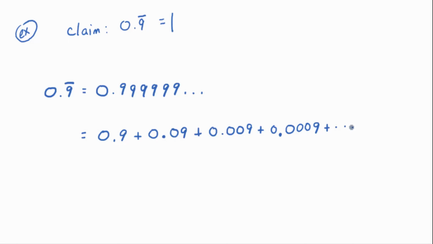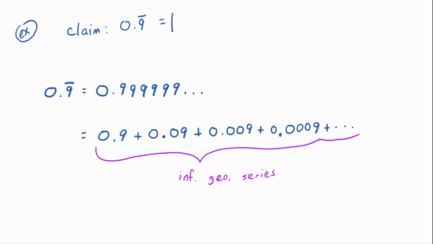Now, why is this the same thing as 0.9 repeated? Because when you add them back together, the nines fill up the 0 slots, don't they? But this is an infinite geometric series, so we can use a sum formula to find the sum of that thing, and we're hoping the sum is going to be 1, right? Because that's the claim anyway.